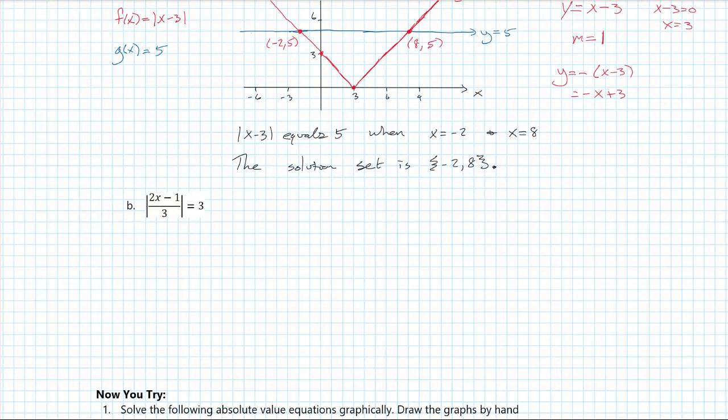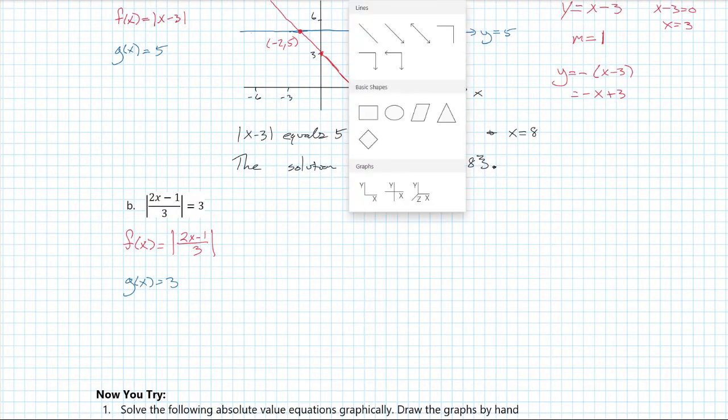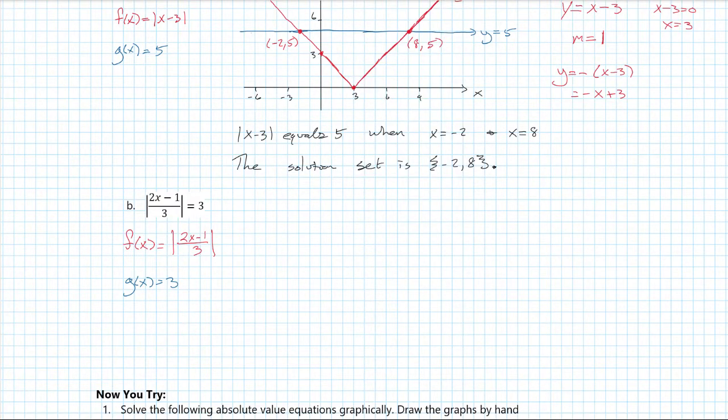So once again, we'll set the absolute value function to f of x. F of x equals the absolute value of the fraction 2x minus 1 on top, 3 on the bottom. The f of x I'm doing in red, g of x I'll do in blue. G of x equals 3. And I'm going to get some axes drawn here.